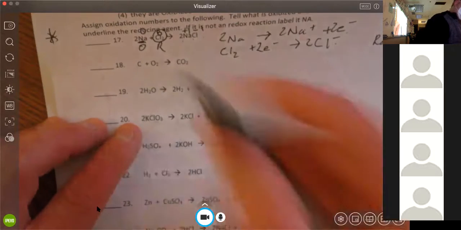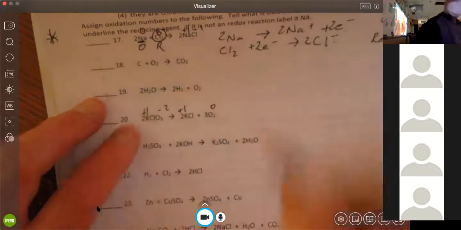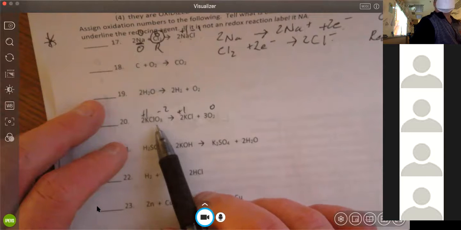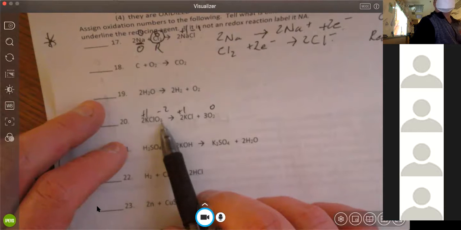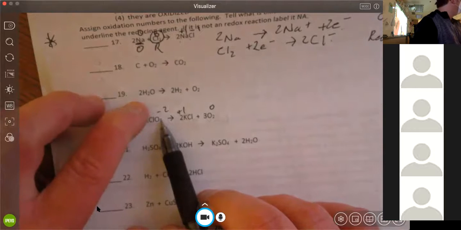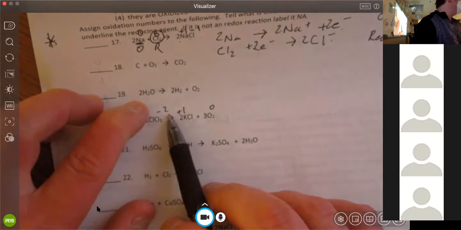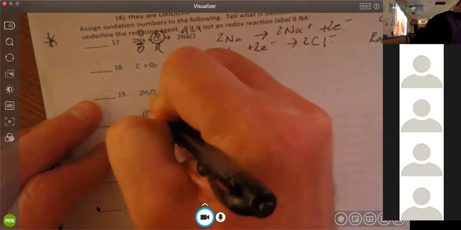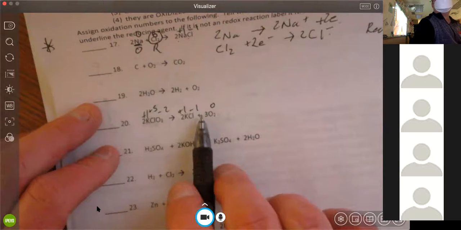So let's do 20 real quick. We got +1, +1, 0, -2. So if we're doing this potassium chlorate, then we have -2 times 3, which is 6 negative. If you know the charge of any of the chloro polyatomic ions, it's -1. So what plus -6 would equal -1? 5. And this is -1 right here. So we're going from +5 to -1 for chlorine.